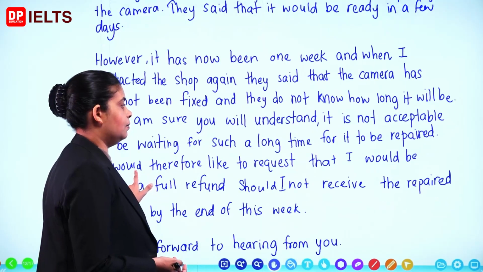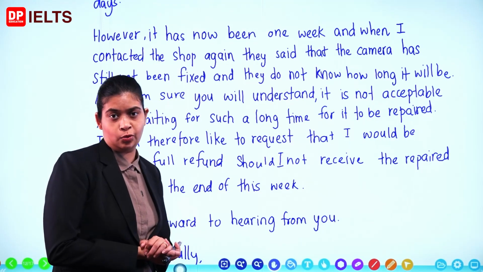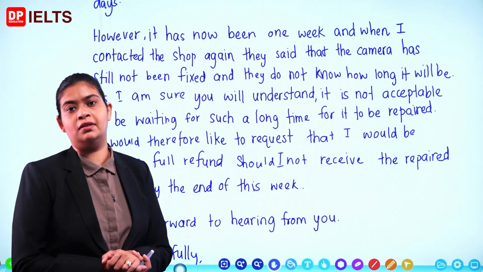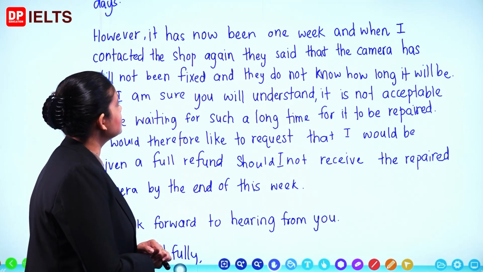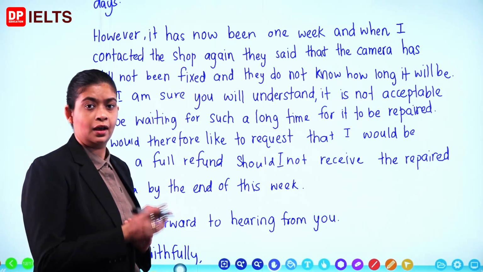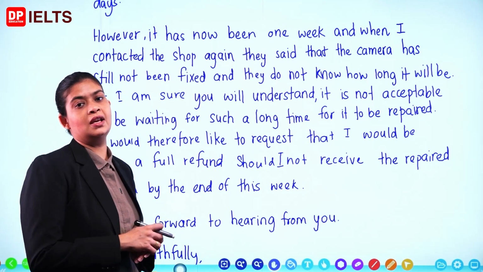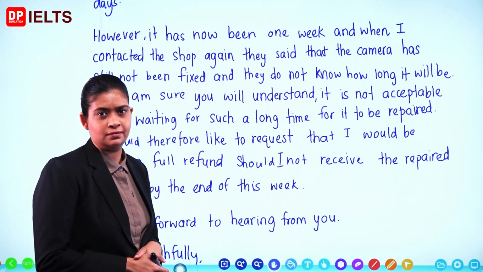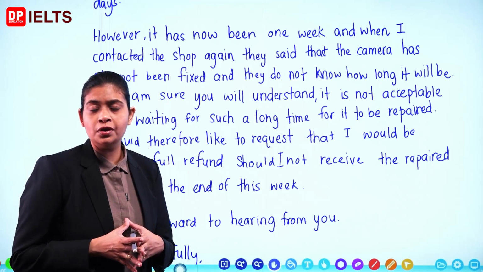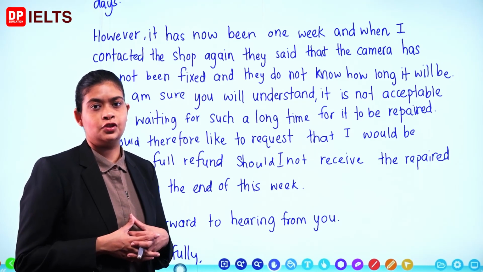මෙහෙම ගියොත් එහෙම මට මේ සතිය අන්තිමට කැමරා එක හම්බුනේ නැත්තම් මට full refund එකක් ඕනේ. Right? So that is what the customer is telling. Again, this is using complaining language but in a very polite manner. Okay? Useful for general IELTS students.